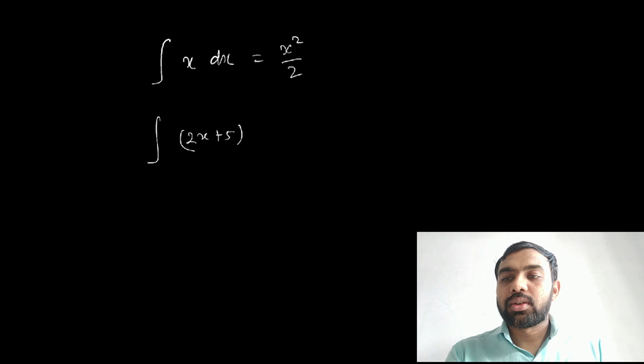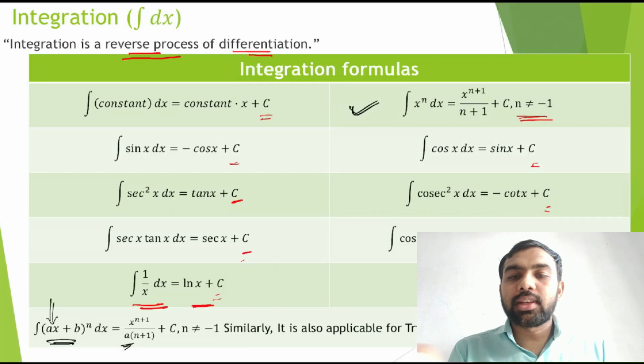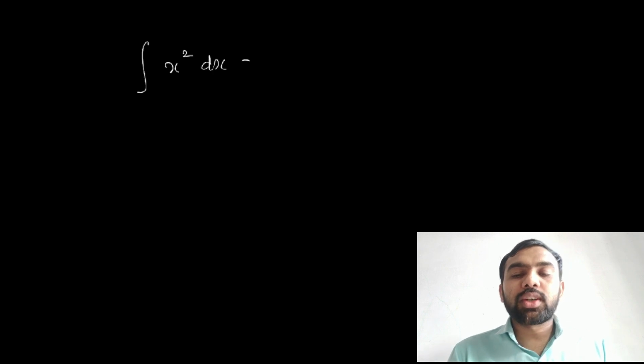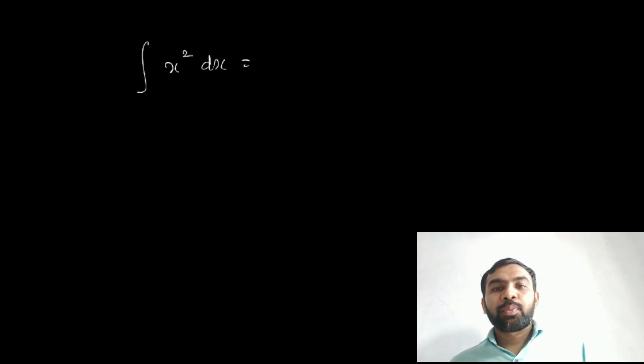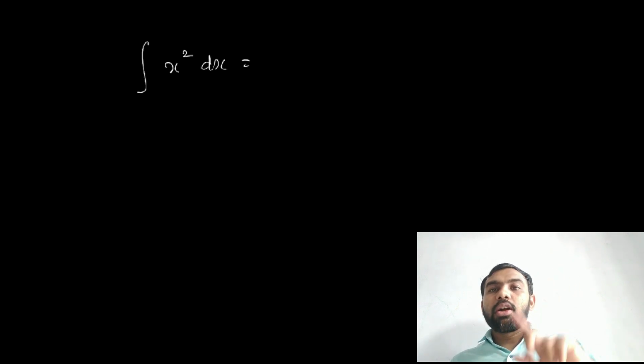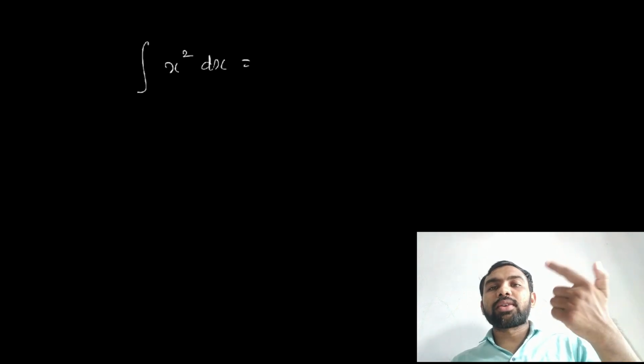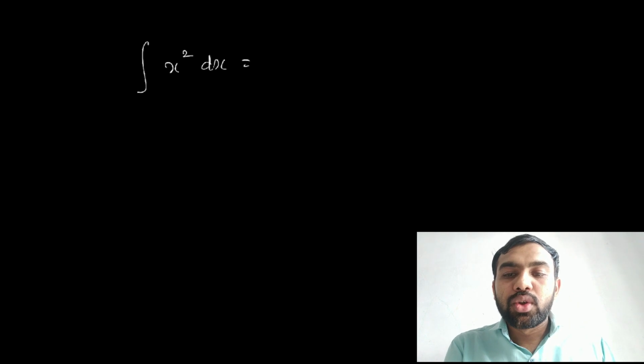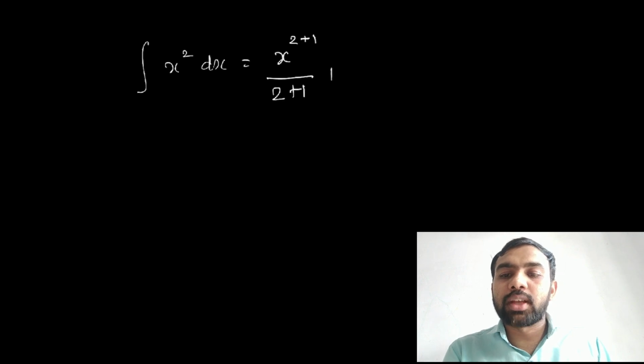Suppose x square dx, what is the answer? One power increases, and the new power comes in the denominator. What is the power? 2. So x raised to 2 plus 1 upon the new power 2 plus 1, plus c. So what is the final answer? x raised to 3 upon 3 plus c.